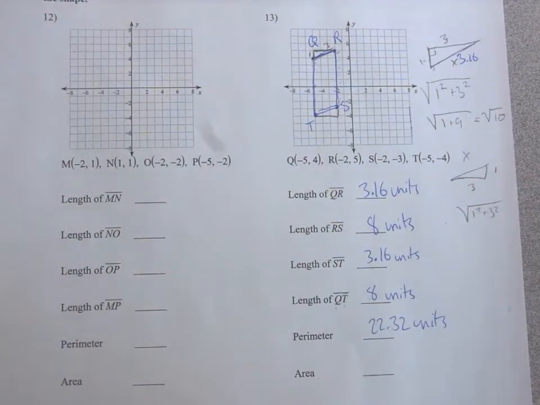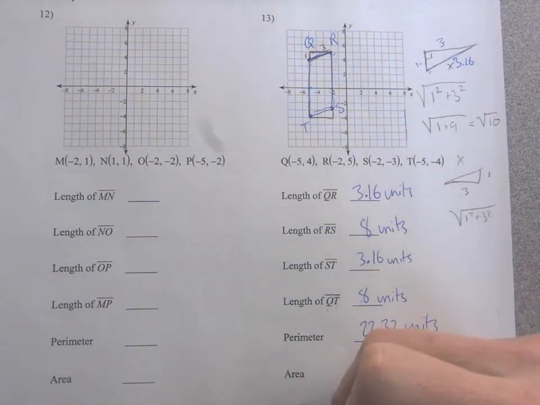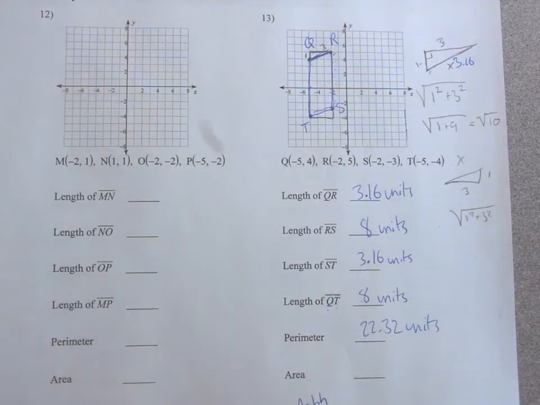Just units, because we're talking about length. Okay. Now the area, we're going to have to do base times height, basically. So the area is equal to base times height.